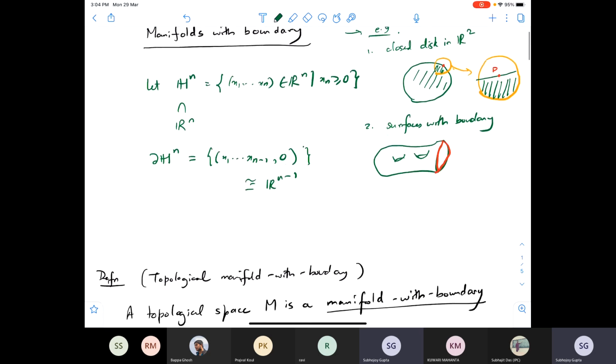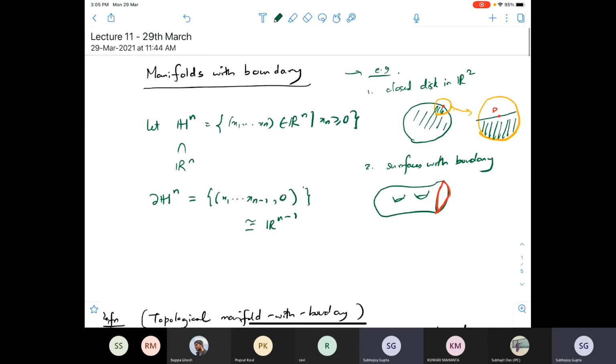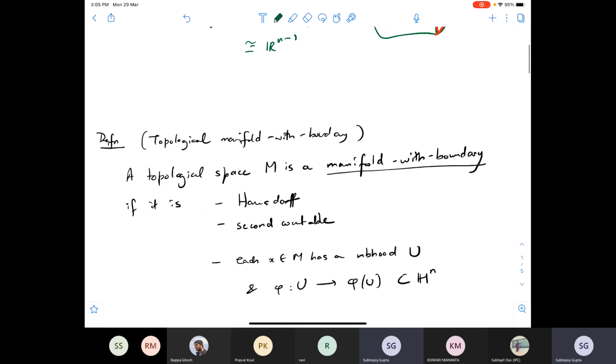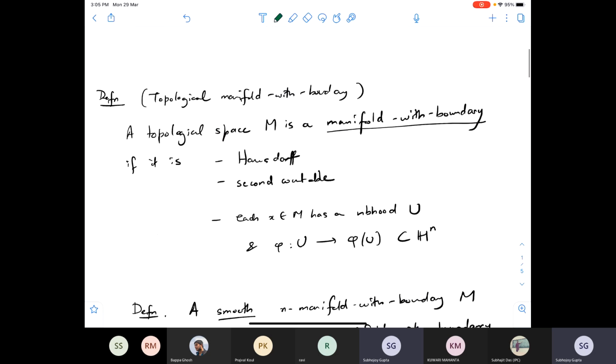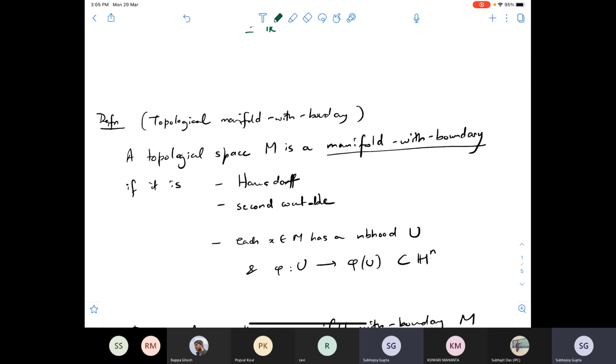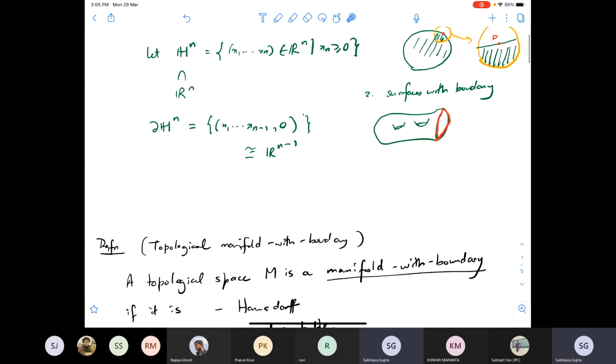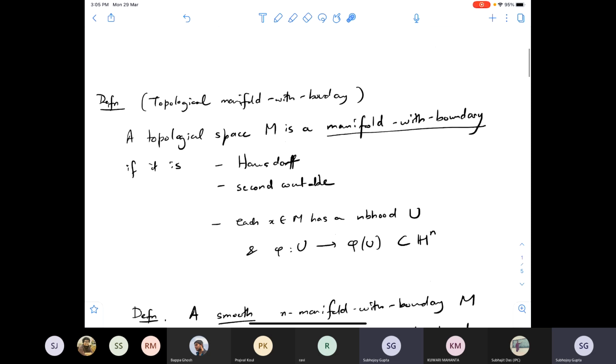Now, given this, what's the definition? We want to get to a smooth manifold with boundary, but first let's talk of a topological manifold. So here's the definition. A topological manifold with boundary is like before: a topological space which is Hausdorff, second countable, and this time, instead of being locally Euclidean, you want neighborhoods to look like neighborhoods in this model space. So each x has a neighborhood u, so that there's this homeomorphism.